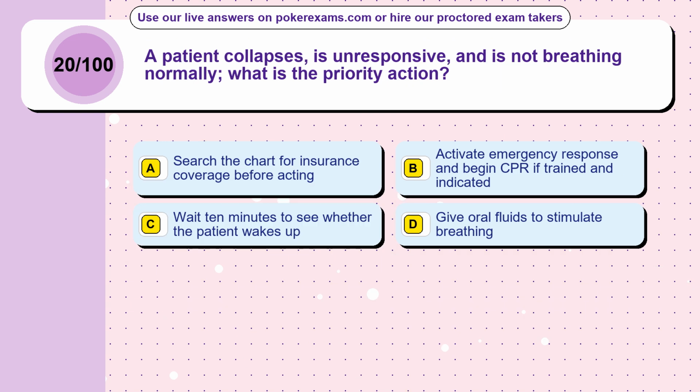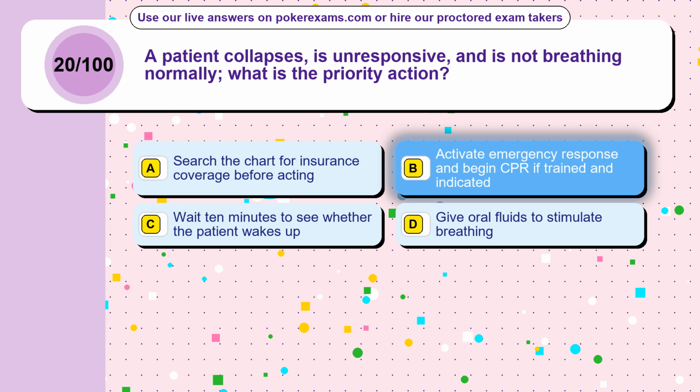Question 20. A patient collapses, is unresponsive, and is not breathing normally. What is the priority action? Option A. Search the chart for insurance coverage before acting. Option B. Activate emergency response and begin CPR if trained and indicated. Option C. Wait 10 minutes to see whether the patient wakes up. Option D. Give oral fluids to stimulate breathing.